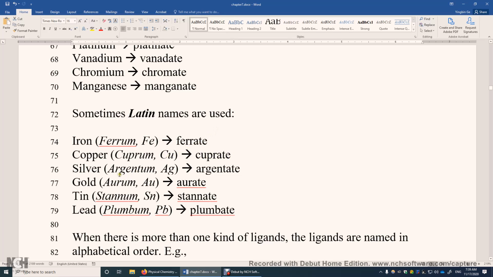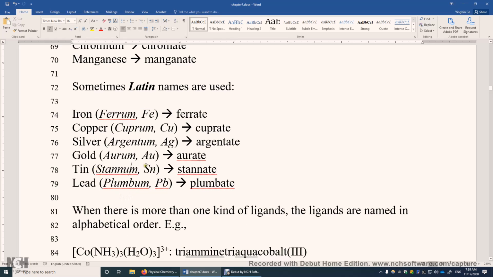Silver, argentum, argentate. Gold, aurum, it becomes aurate. Tin is stannum in Latin. If you have tin in a negatively charged transition metal complex, you have to replace this with -ate. It becomes stannate. Again, this is why the elemental symbol for tin is Sn, stannum.